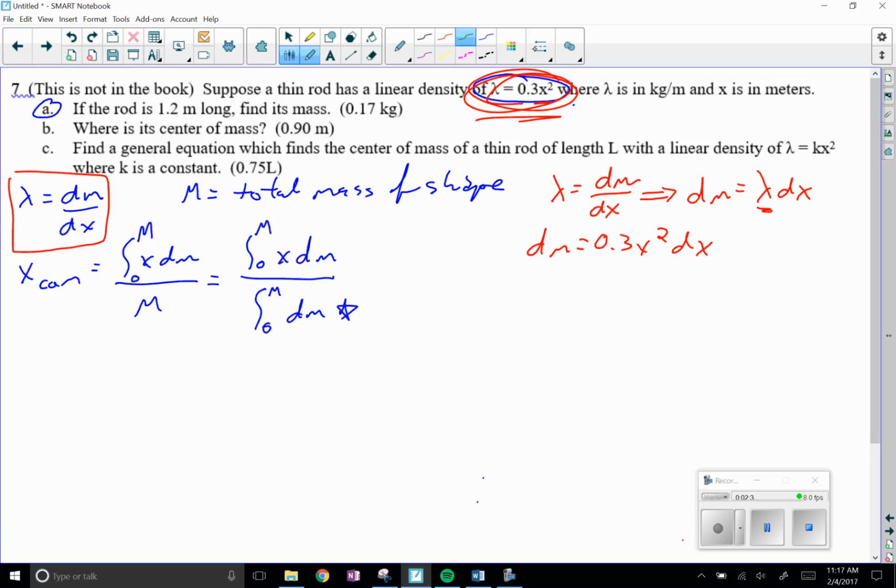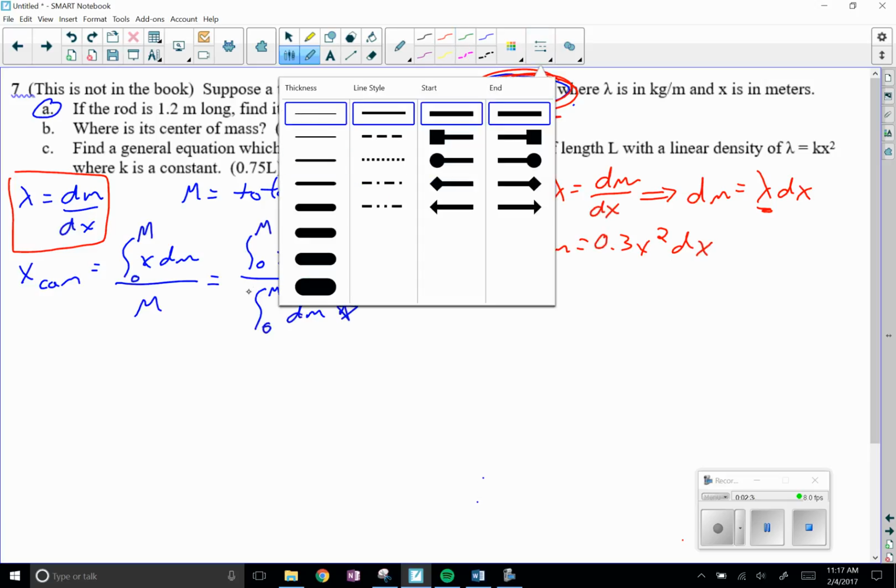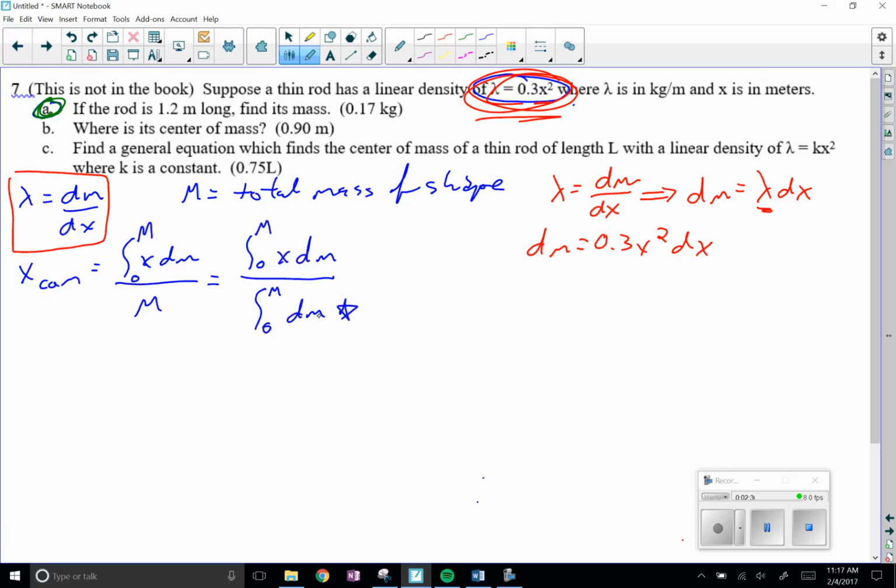Okay? So, here we go. Let's do the bottom part of the fraction first. So we're going to do part A, which is, again, this integral. To find the total mass, I'm going to integrate from 0 to total mass M, dm. That's the same as integrating dm, well, that's this mass, so 0.3 x squared dx. But now I'm no longer integrating with respect to mass. I'm now integrating with respect to position. Well, the problem tells me the length of my rod. So if it starts at a position of 0, it's going to end at a position of 1.2 meters.